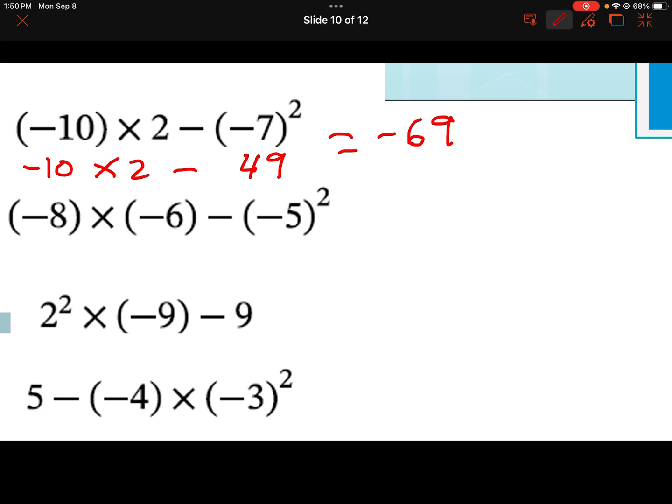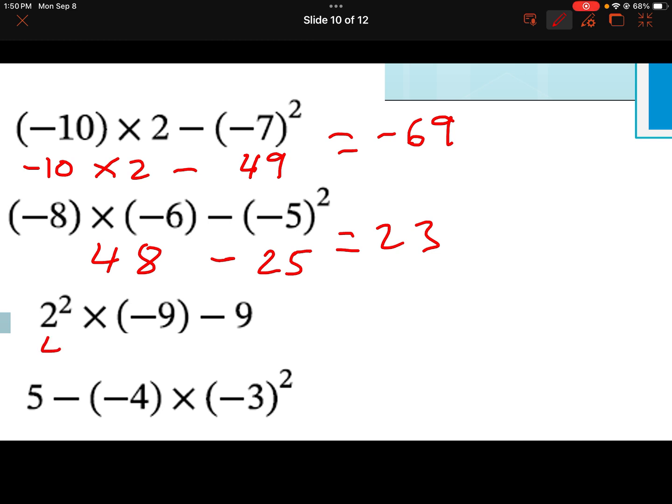Okay, again for our exponent, we have -5 all squared. So again, that's -5 times -5. That's a positive 25. It just happens to have a subtraction sign in front of it as well. And then -8 times -6 is going to be positive 48. So my answer is going to be 48 take away 25, which is 23.